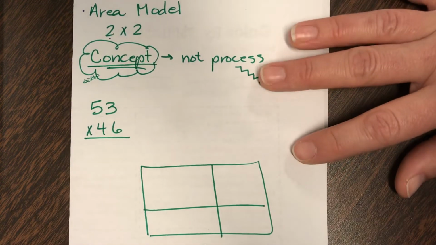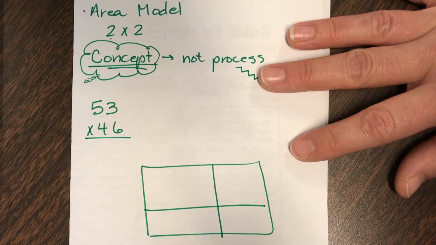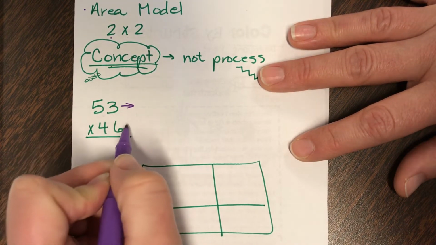So the big deal with this is we're going to take it and we're going to chunk it up. So just like if you were going to eat a steak, you're not going to gobble up the whole steak. You're going to take it in bites. So we're going to make these numbers into smaller bite-sized pieces.